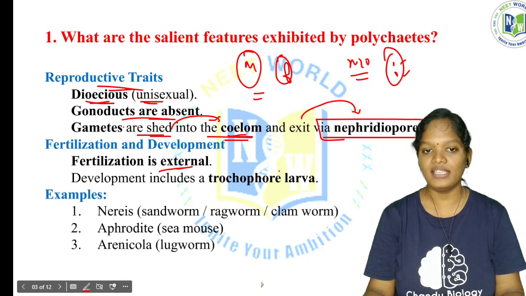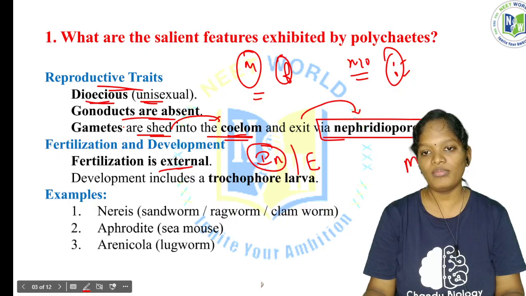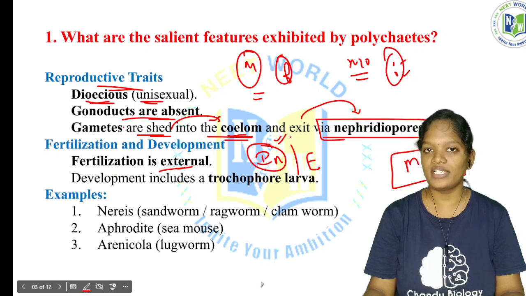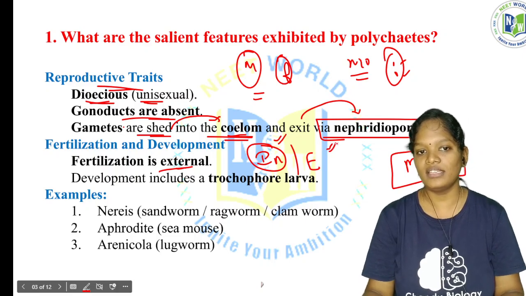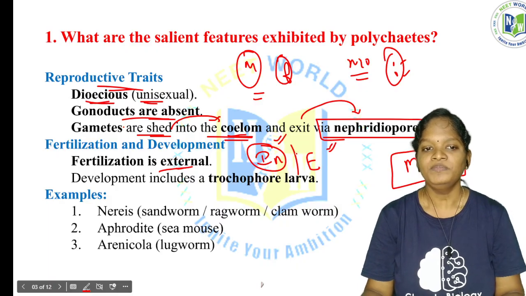Fertilization is external here. See, there is internal fertilization and external fertilization. Fertilization means fusion of male and female gametes. If this fusion of male and female gametes happens inside the body, it is called internal fertilization. If it happens outside the body, it is called external fertilization.